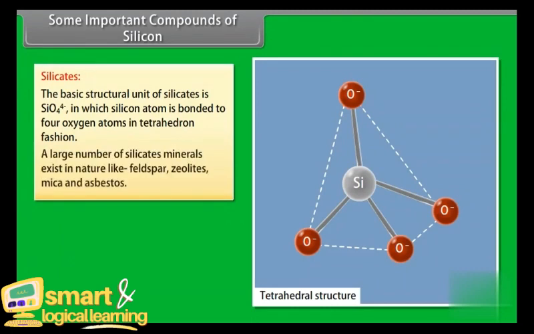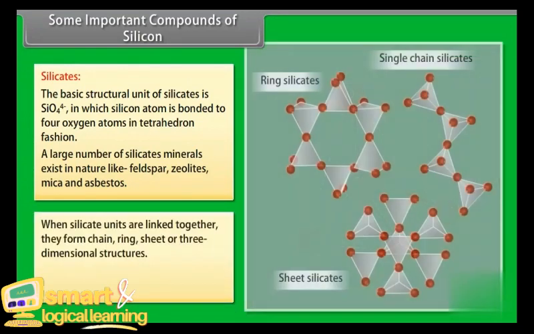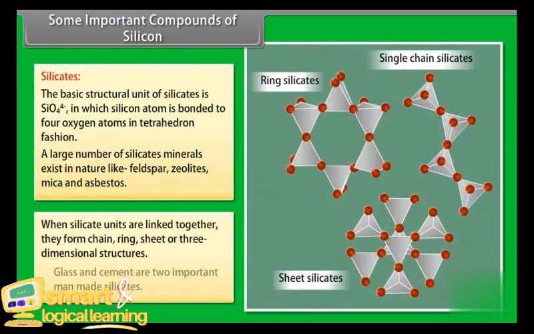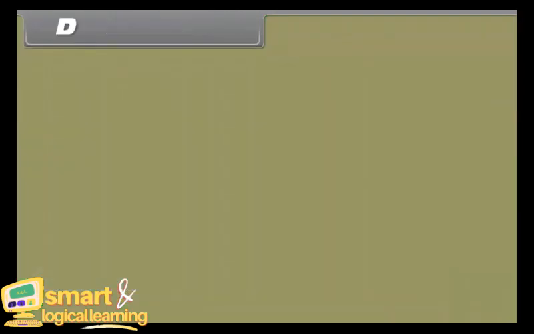A large number of silicate minerals exist in nature like feldspar, zeolites, mica, and asbestos. When silicate units are linked together, they form chain, ring, sheet, or three-dimensional structures. Glass and cement are 2 important man-made silicates.